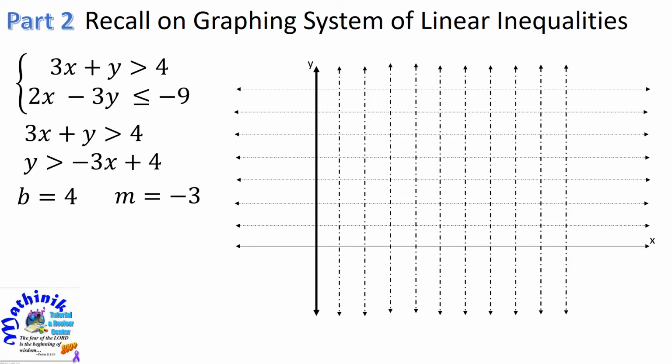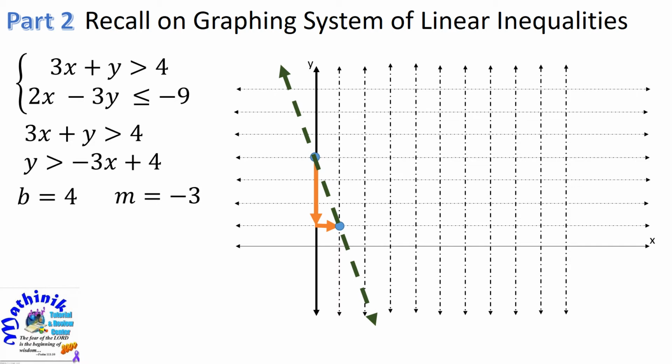Locating the points on the line, we have 0, 4 because the y-intercept is at 4. And then to locate the second point, we use the slope equal to negative 3 over 1. So that means we move from our y-intercept 3 units down and then 1 unit to the right. That gives us our second point. In this inequality, you will notice that we do not have the equal symbol. So the line that we're going to use is a broken line.